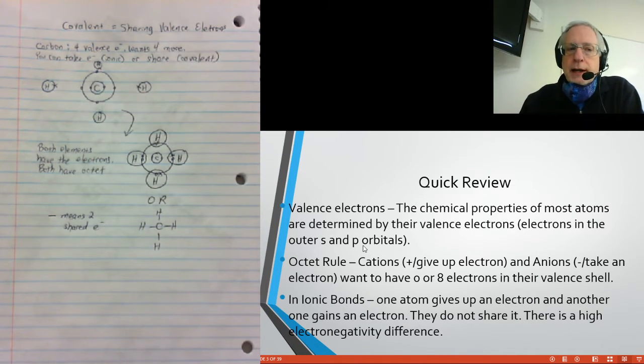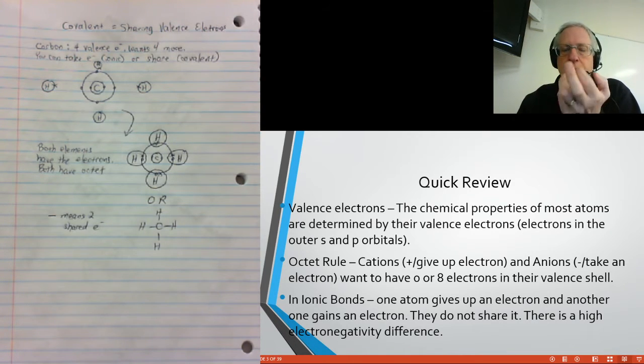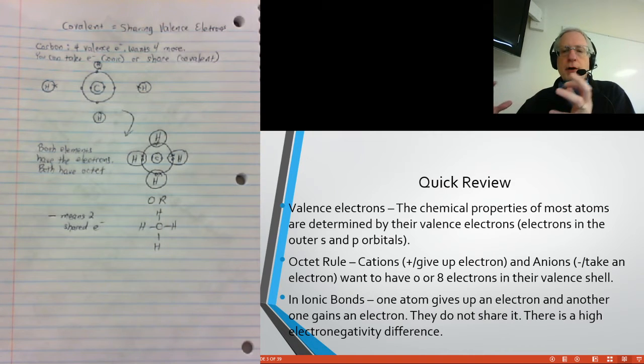So, quick review: the chemical properties of most atoms are determined by their valence electrons. Understand that, and those are the electrons in the outer s and p orbitals, the electrons that are the farthest away from the nucleus. We had the octet rule. Cations will lose an electron and anions will take an electron in order to get 8 valence electrons, which causes a lower energy state which they are happy at.